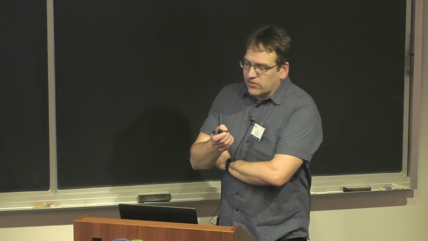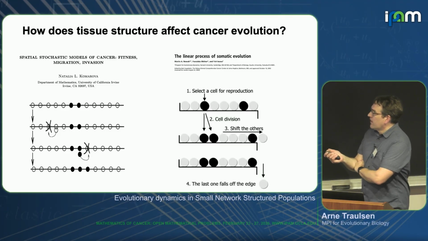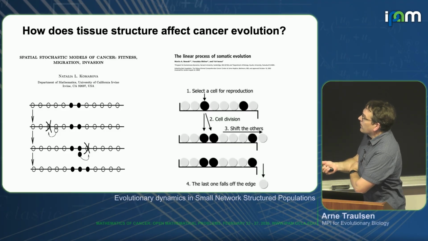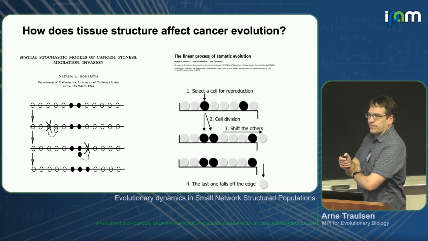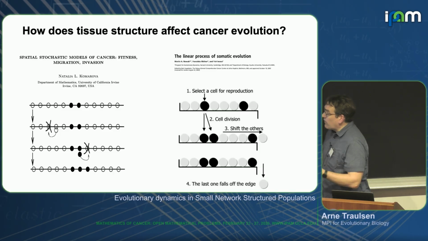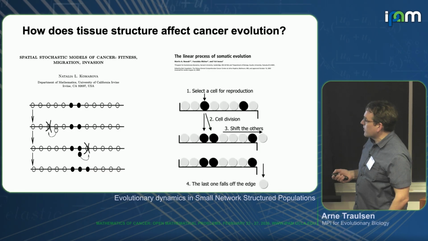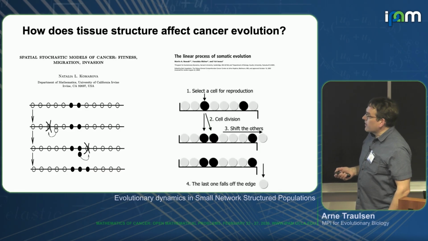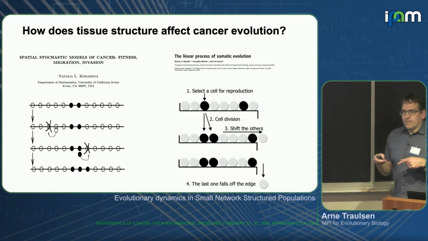So how does tissue structure affect cancer evolution? This is a super simple model, and there are two versions of it. This one here is from Martin Nowak's group: there is an arrangement of cells, and I select a cell proportional to fitness for reproduction, it divides, it shifts the other cells down, and then something falls off. That's one variant of the process. Another one is from a paper by Natalia Komarova, where the process is the other way around. You first remove a cell, and then the neighbors compete for that site.